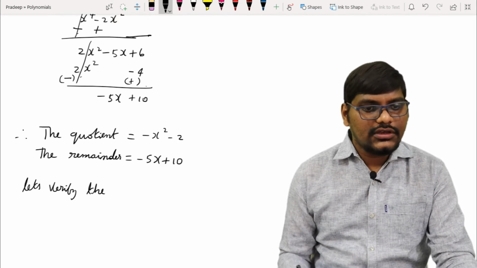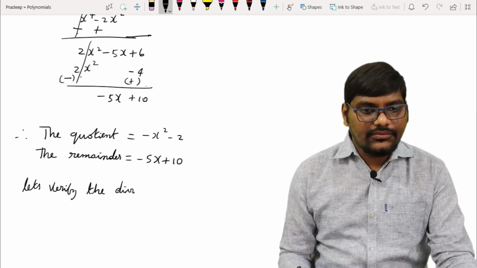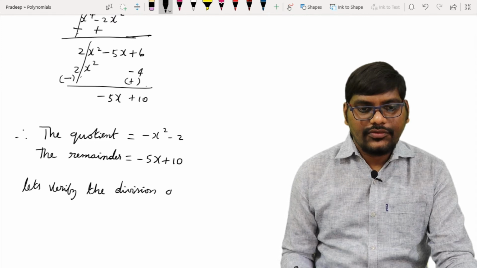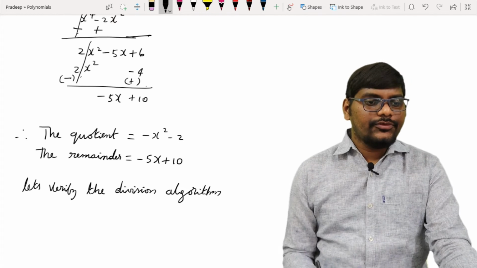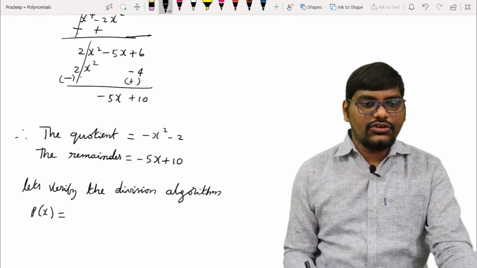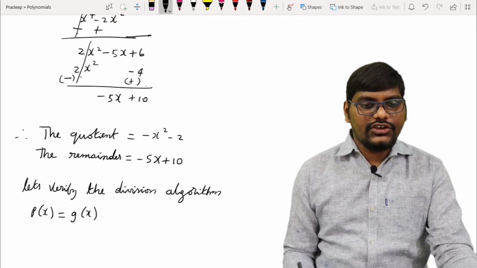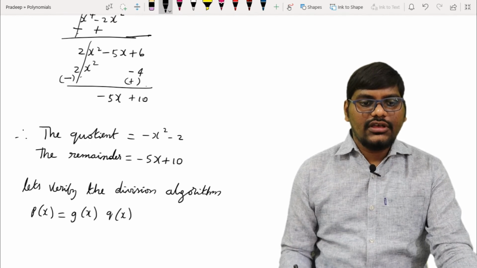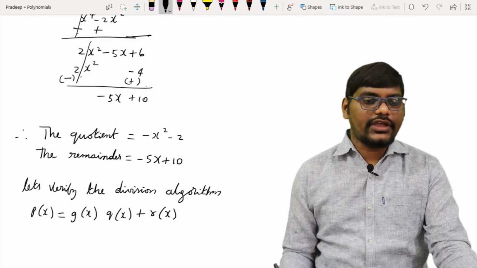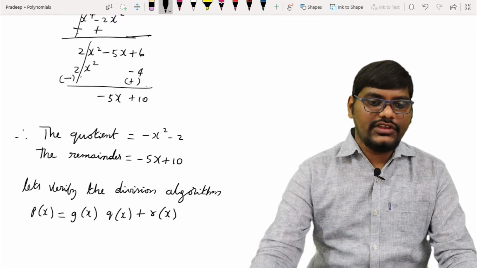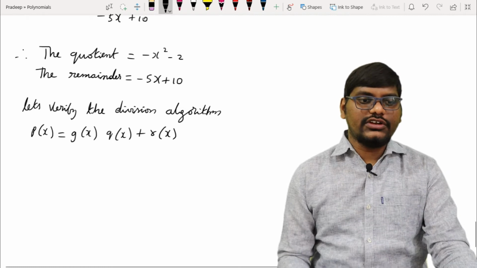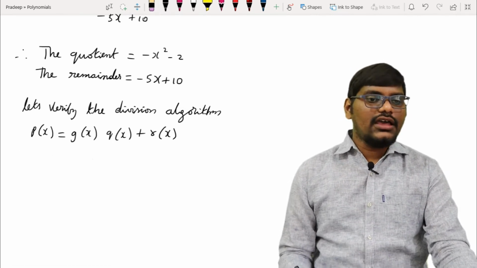the division algorithm. Okay, so I can write p of x equal to g of x into q of x plus r of x. Okay, so let's substitute all of the values which were given and we'll just see whether the values we are getting are right or not. That is, LHS should be equivalent to the RHS.